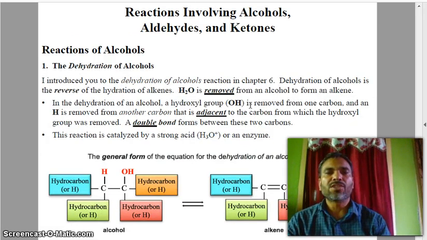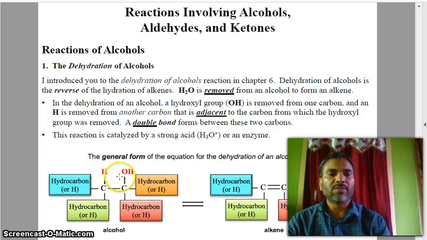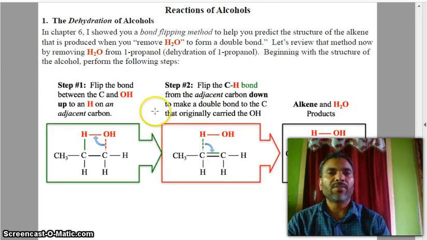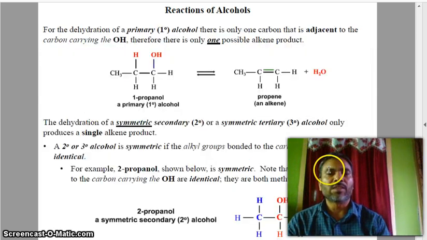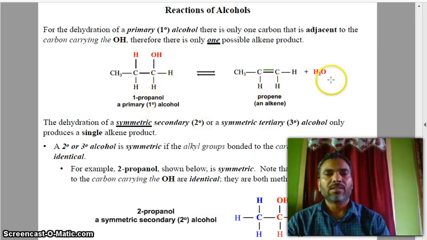Now, reactions involving alcohols, aldehydes, and ketones. Reactions of alcohols, the dehydration of alcohols. Now look at this: hydrogen, hydrogen, hydrogen, hydrogen. You have this OH and H, and if you dehydrate, then an alkene will form. Now dehydration of alcohols, you look at here, alkene is formed. You see, alkene is forming.